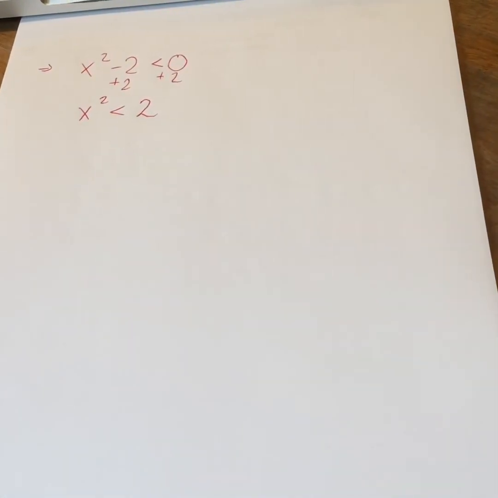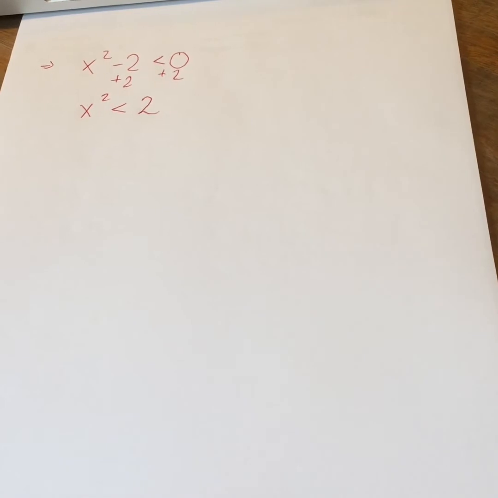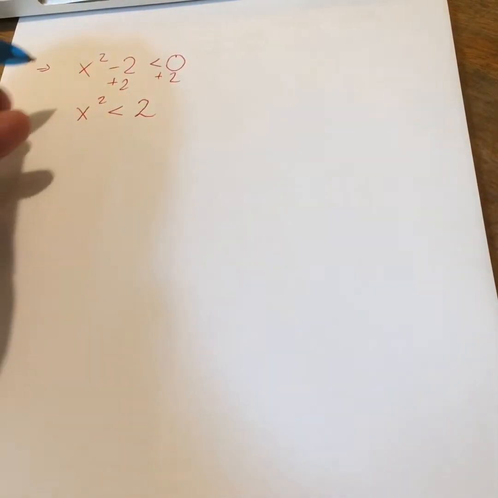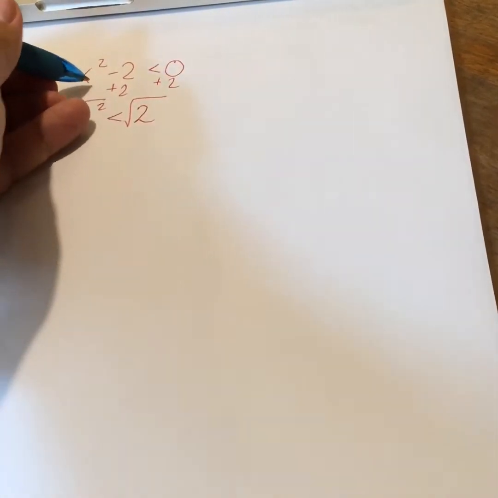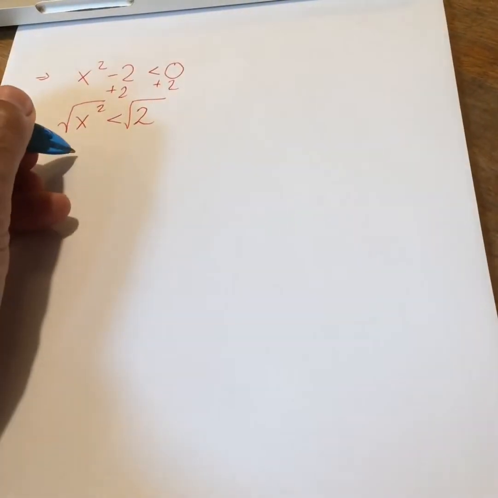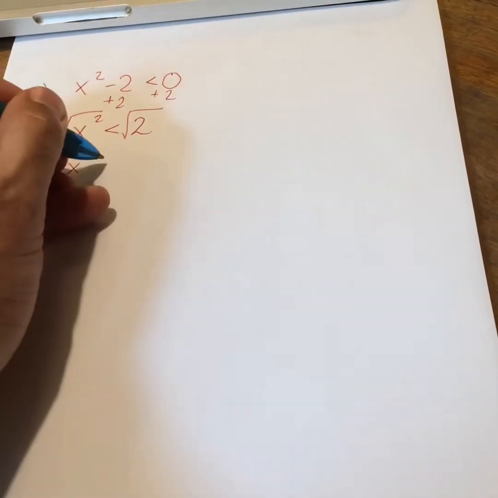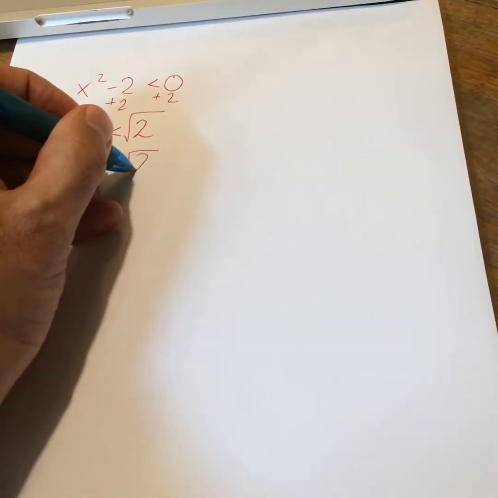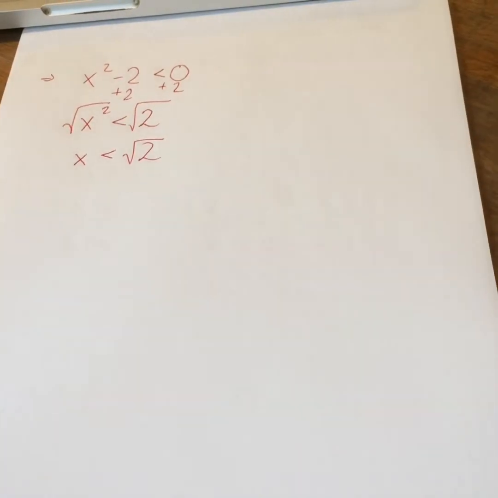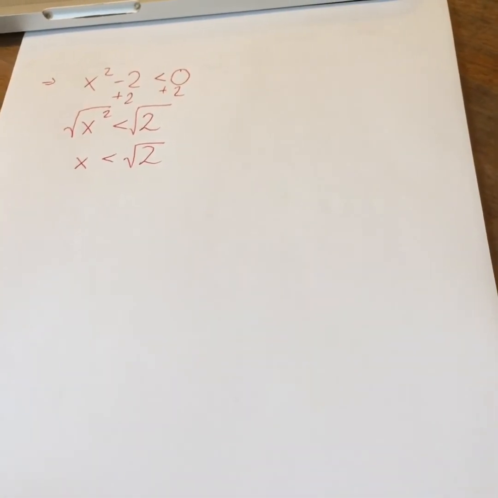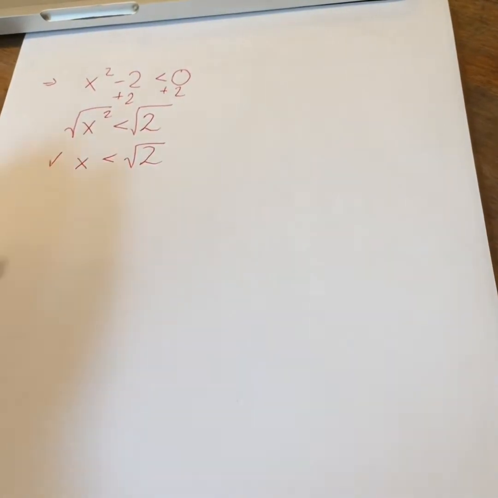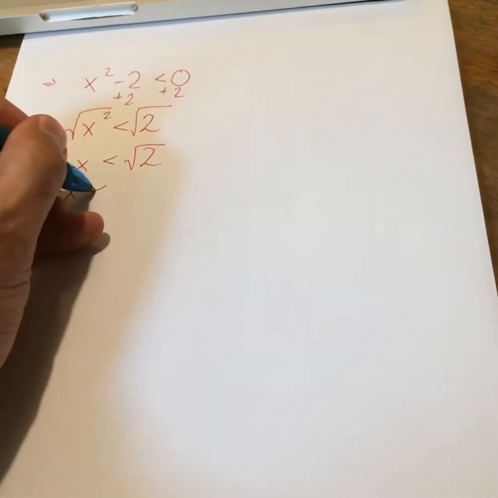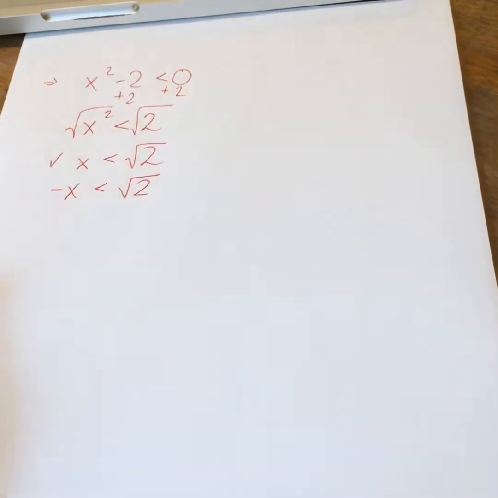Now the question is, what next? Clearly we're going to take the root of both sides. We want to solve for x, and we can simply do that and end up with what you might think is x is less than root 2. But that's not the whole story, is it? Because in fact, when we take the root of x squared, the solution can be positive or negative x. So while this is one solution, negative x is less than root 2 is another solution.